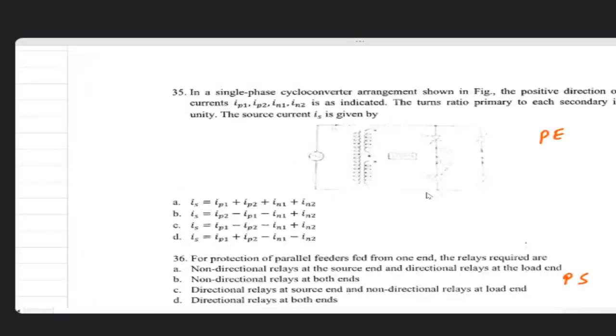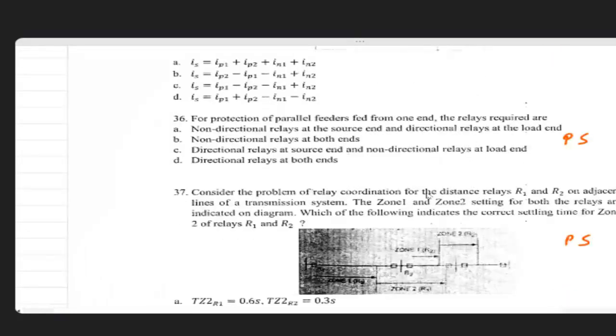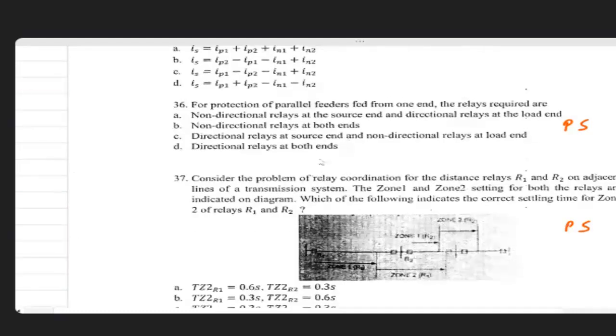Then power system. Here comes the power system. Let's say this question, just read it for sample only. Question 36: for protection of parallel feeder fed from one end, the relays required are non-directional relays at both ends, directional relays at source and non-directional relays at load, or directional relays at both ends. So this is a conceptual type of question. Just read the question, then tick the correct option, because what is written is, for protection of parallel feeder fed from one end, the generator is at one end, the load is at the other end. So we will decide the answer accordingly after the completion of this topic.